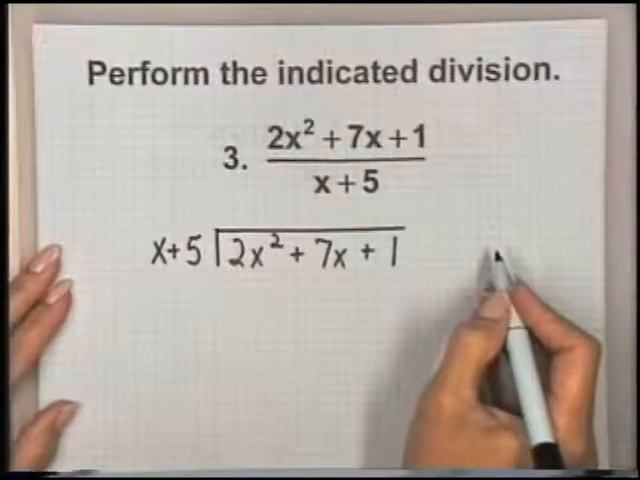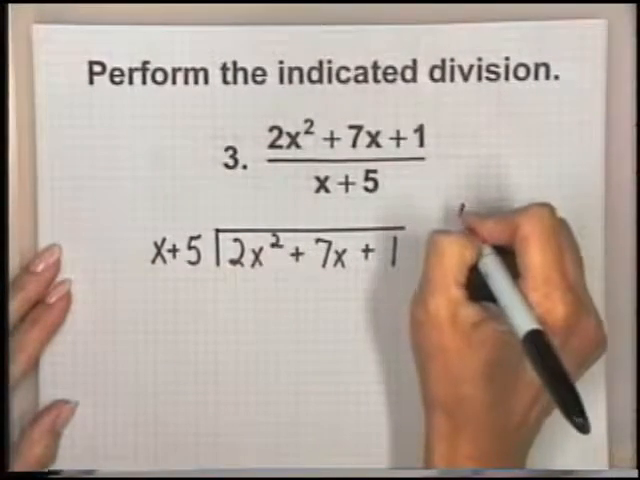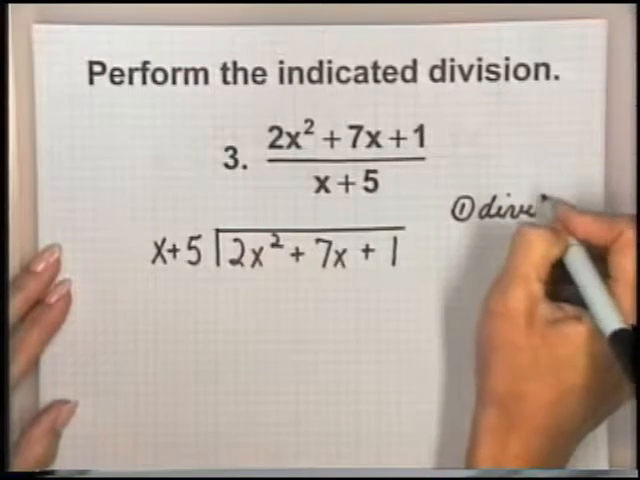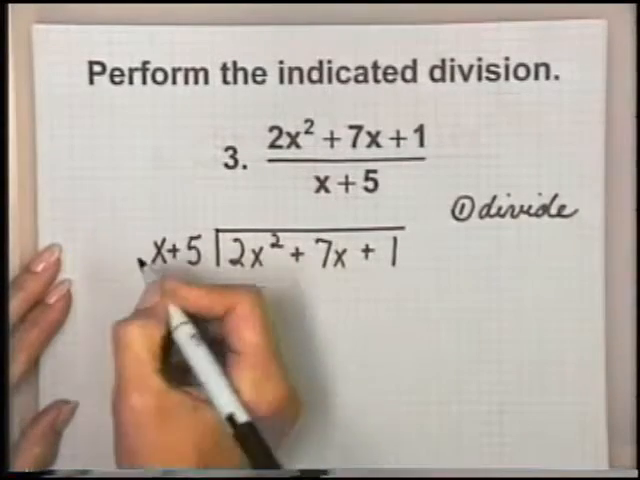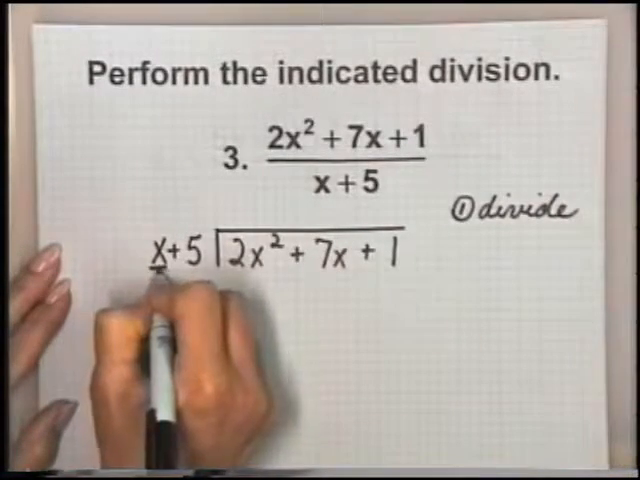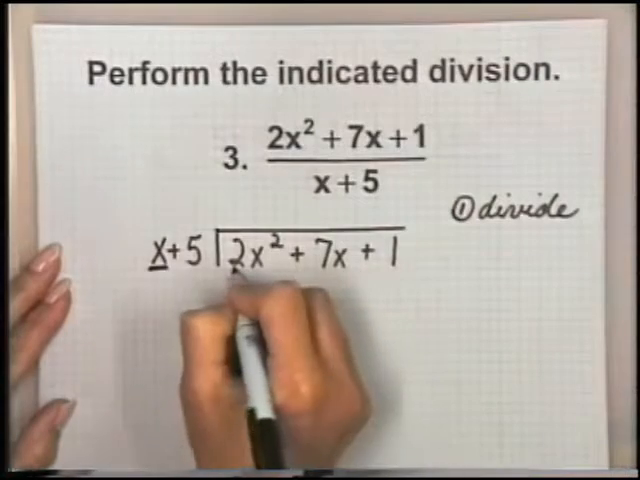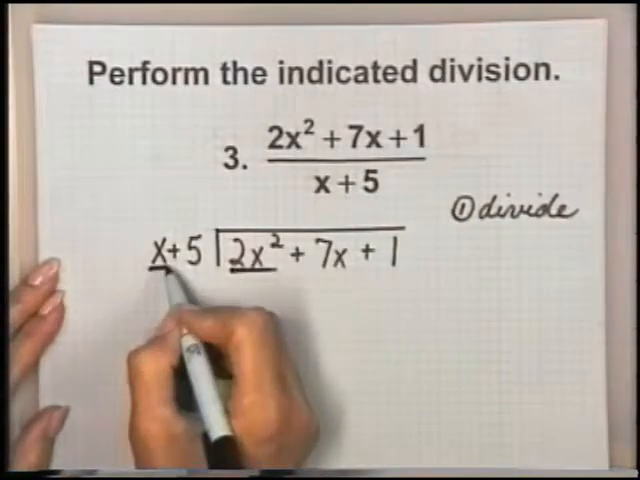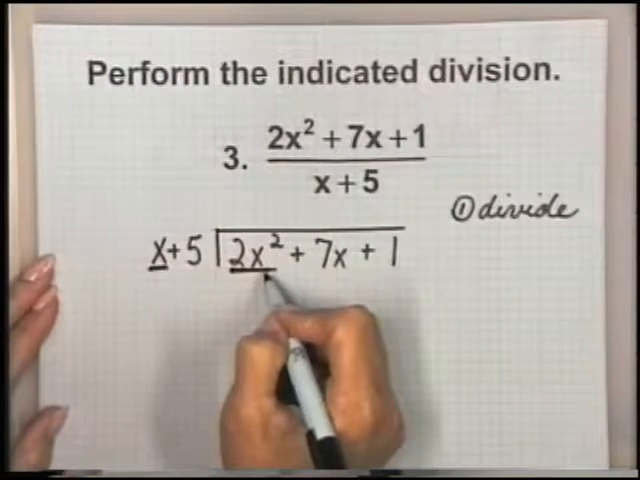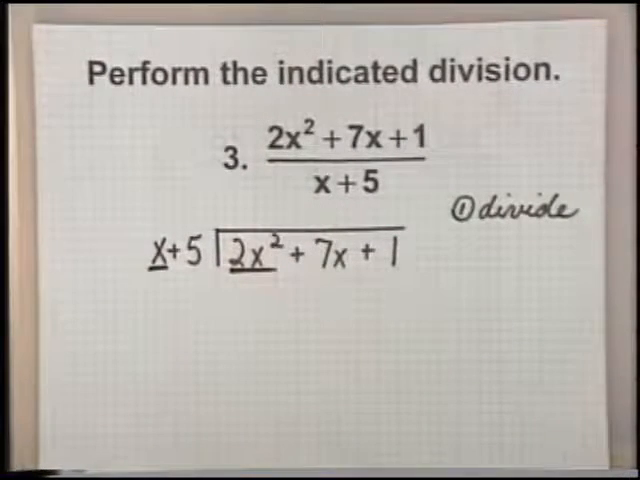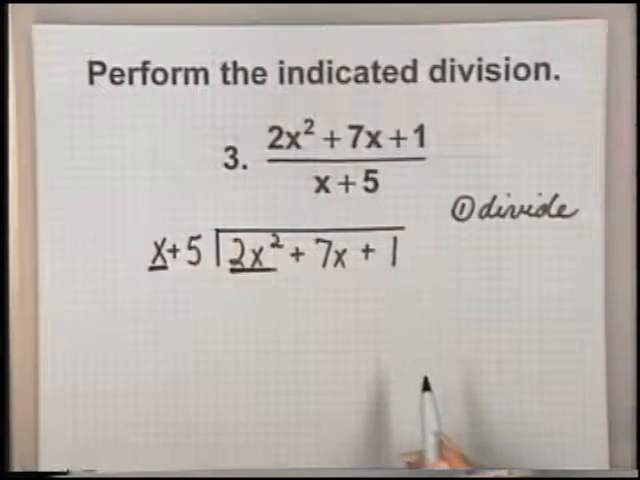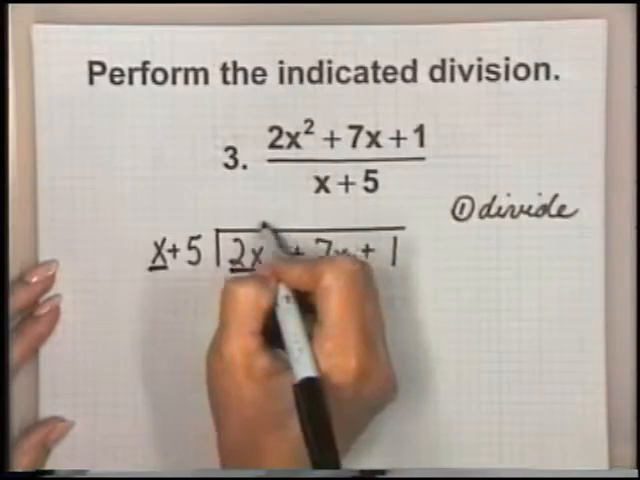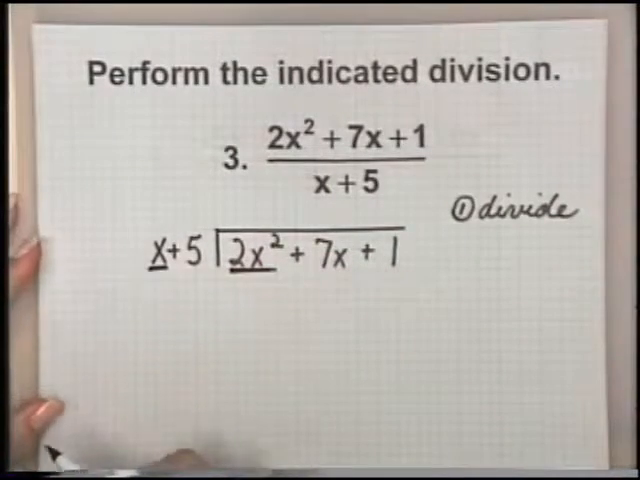Now let's follow our steps of arithmetic. What was that first step in arithmetic? The first step was to divide, wasn't it? So I am going to take this first term in the divisor and divide it into the first term in the dividend. X divided into 2x squared. In other words, how many times does x go into 2x squared is the thought here. Well, I'm going to figure out what that is, and I'm going to write it right above the 2x squared.